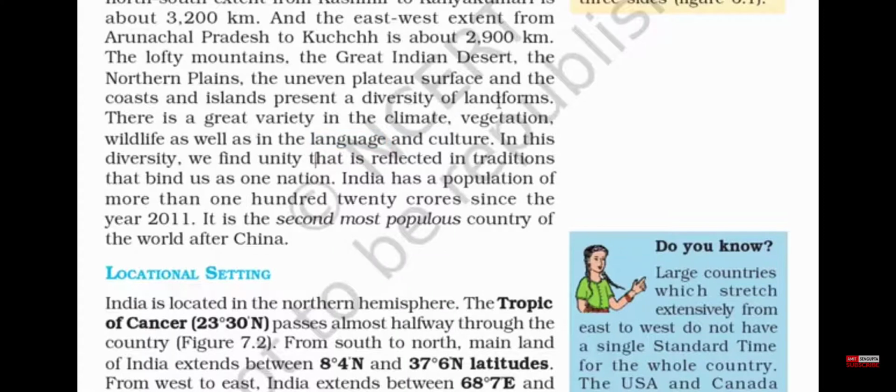So apart from landforms, climate, vegetation, language and culture, we are also the second most populous country in the world after China. So currently India's population is 1.25 billion people. So that makes us the second largest country with population in the world.